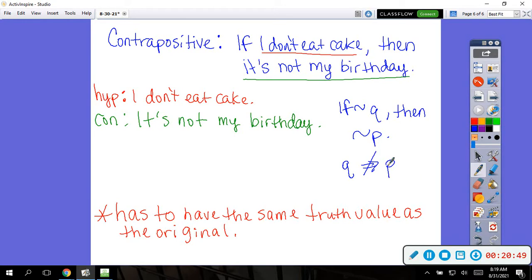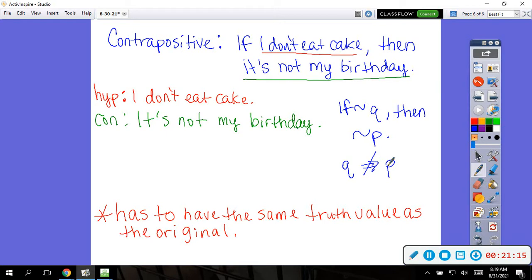So the four we've talked about so far, just to recap: our conditional, the converse, the inverse, and the contrapositive. The conditional and the contrapositive have to match. They're either both true or both false. The converse and the inverse have to match. They're either both true or both false. Usually, you have two that are true and two that are false.